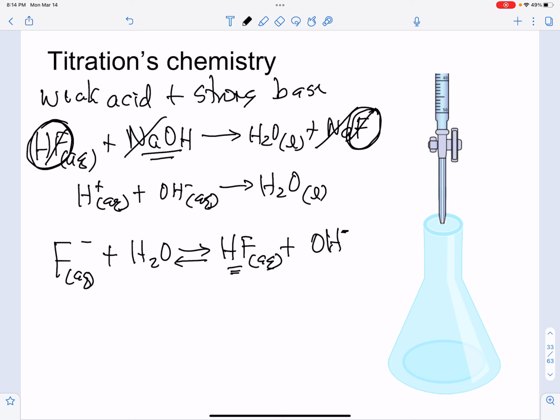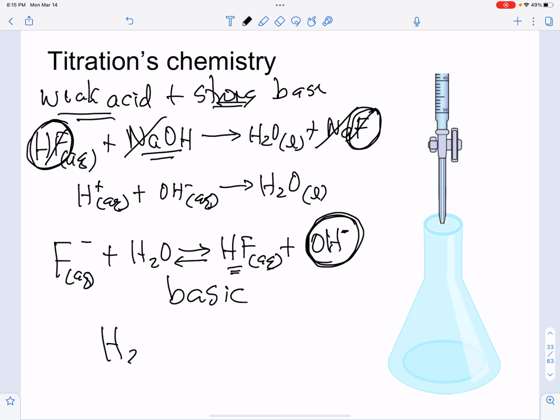So because of that, when you reach the equivalence point on a situation like that, when you are titrating a weak acid with a strong base, at the equivalence point, you are creating hydroxide. So at the equivalence point, the solution is going to be basic. Remember, you learned in General Chemistry 1 that when you titrate a strong acid with a strong base, the product is water. And water is going to be neutral.